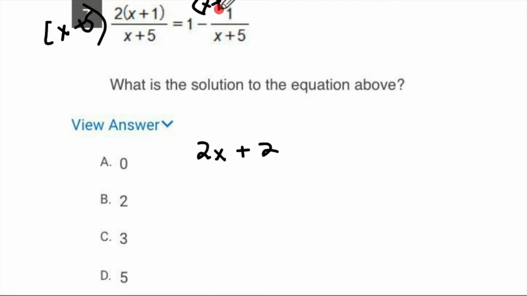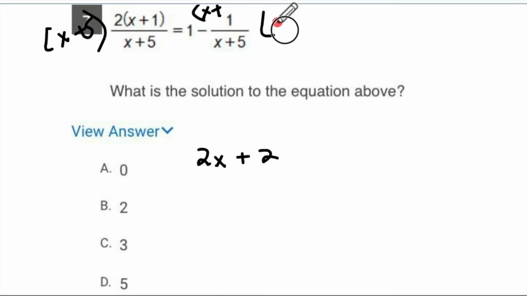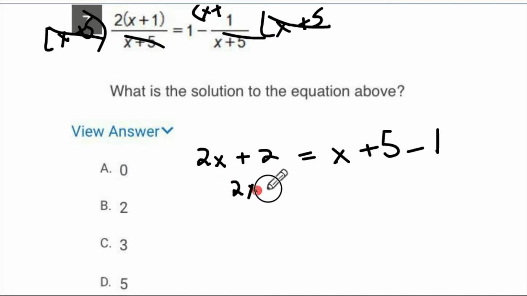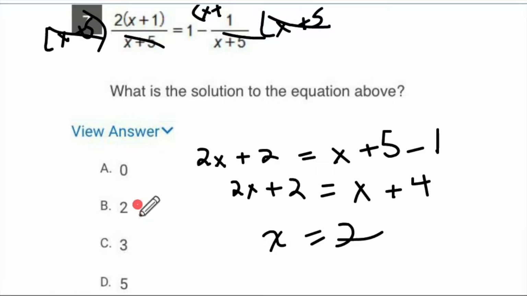X plus 5, and that wasn't working. I went too high. These are going to cross out, right? And these are going to cross out. So I'm going to distribute the 2 through, and this equals 1 times x plus 5, which is x plus 5. And then these are going to cross out, so it's going to be minus 1. So we're going to get 2x plus 2 equals x plus 4. Subtract x from both sides, subtract 2 from both sides, and look at that, x equals 2.